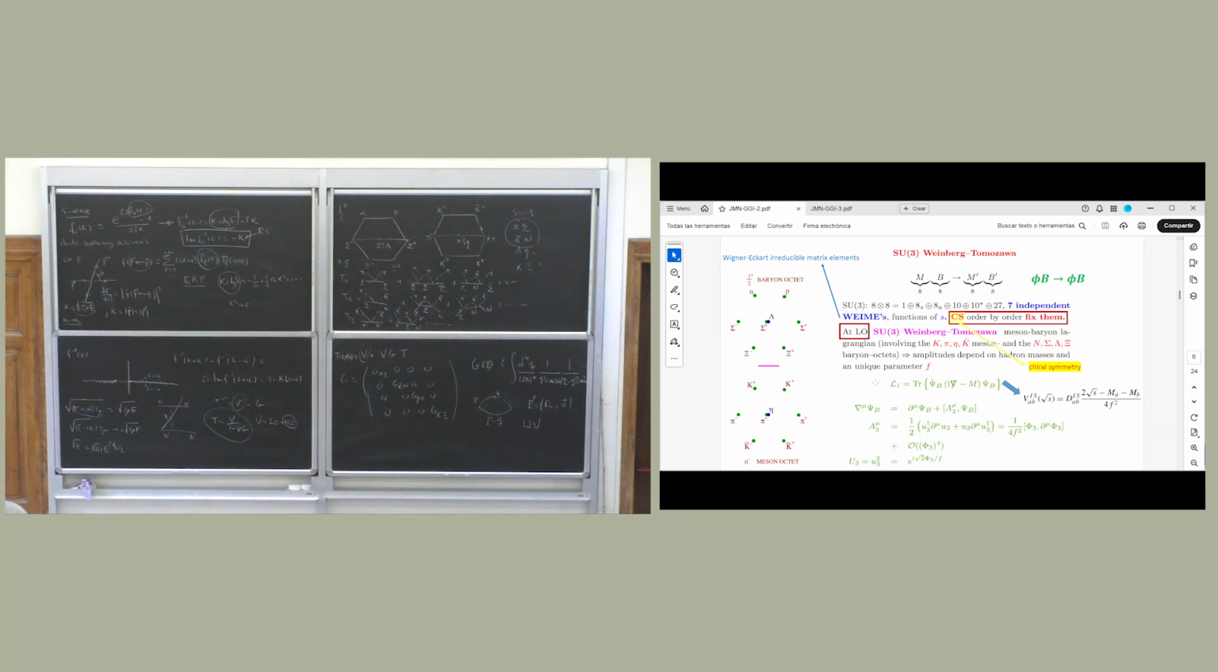This object contains the left-hand cut, while the unitarity cut, the right-hand cut, is just provided by G. And actually, the imaginary part of T minus 1 is just minus the imaginary part of G, right? And then the imaginary part of G is proportional to the momentum.